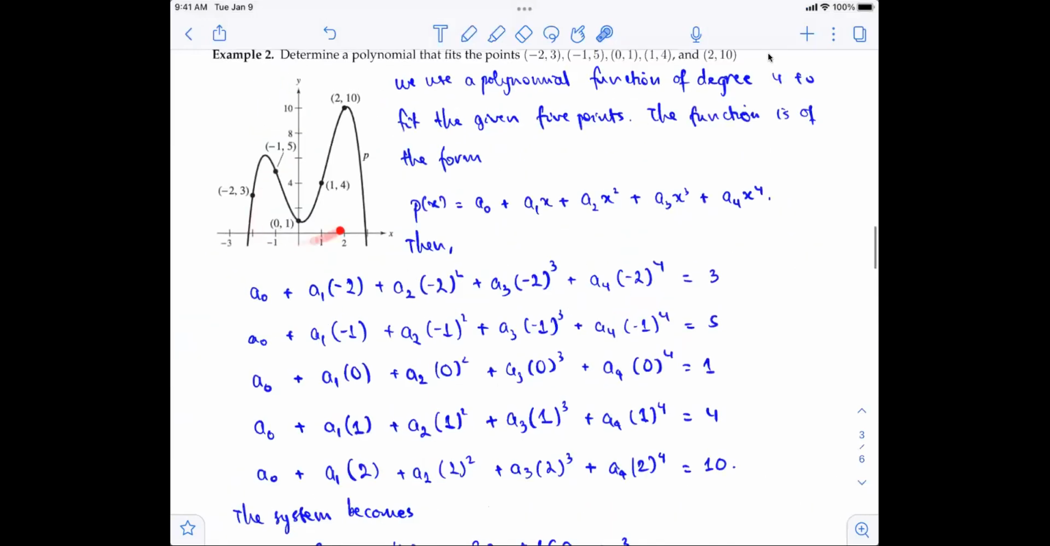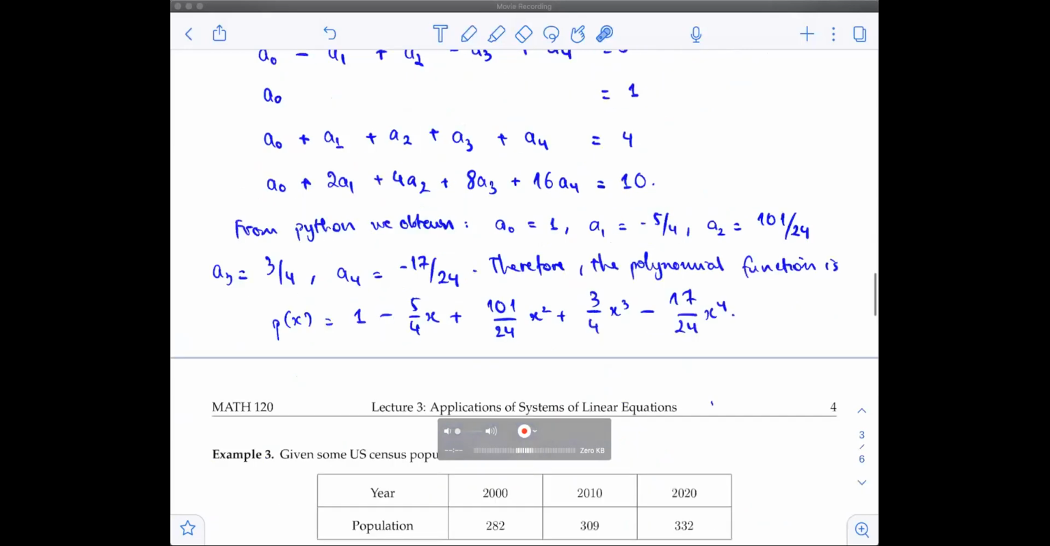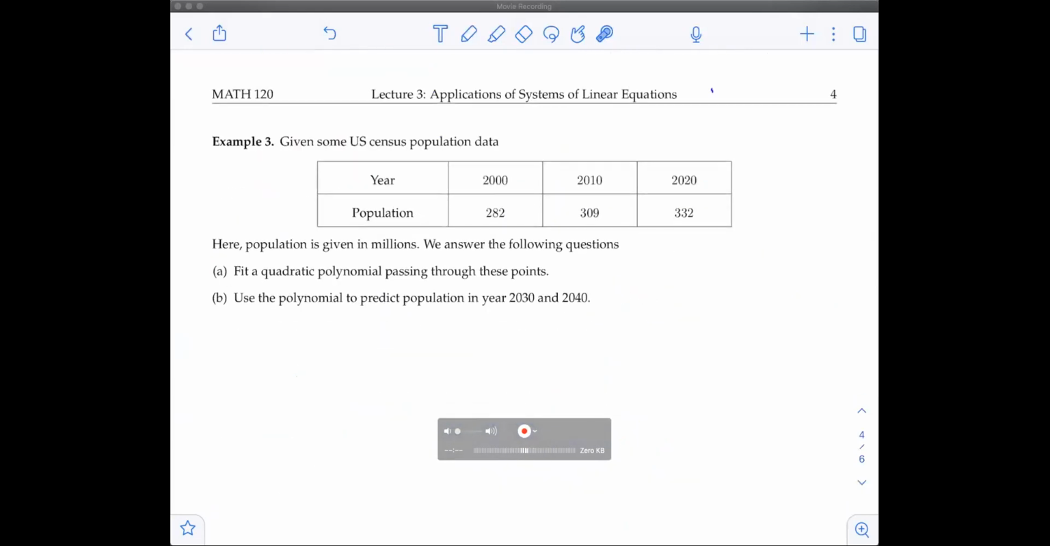The function is given here that fits the given 5 points. All right, so that's a good example for polynomial curve fitting. In the next example, we are also going to use polynomial curve fitting to come up with a formula for some real world data. And from that polynomial function, you can actually use it to predict information in the future.